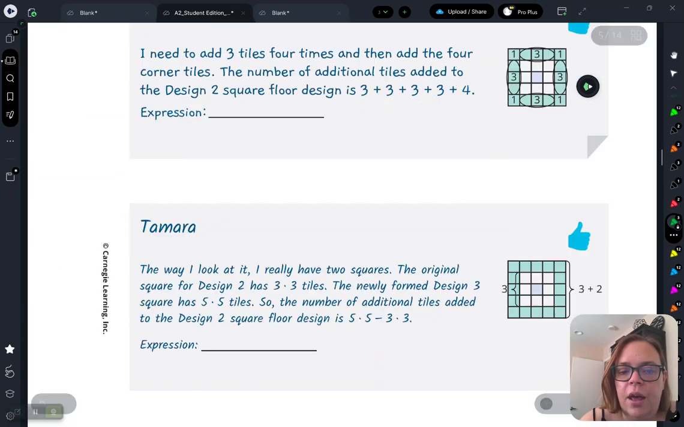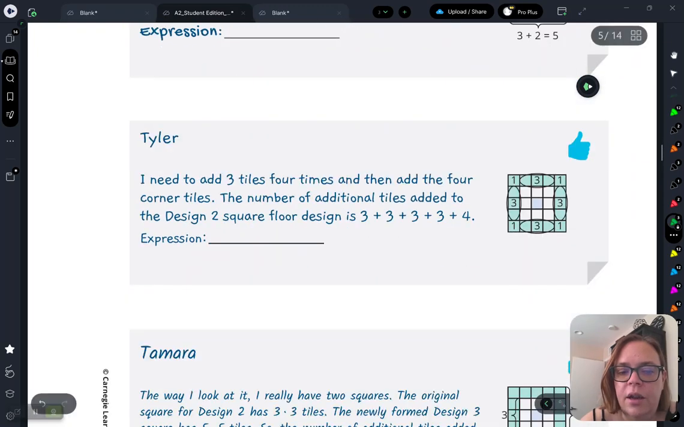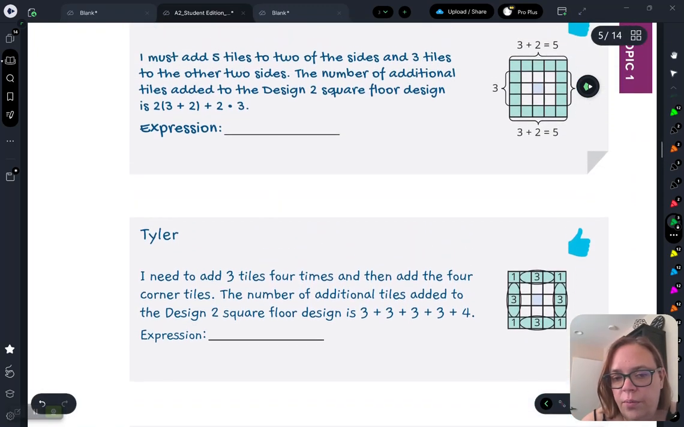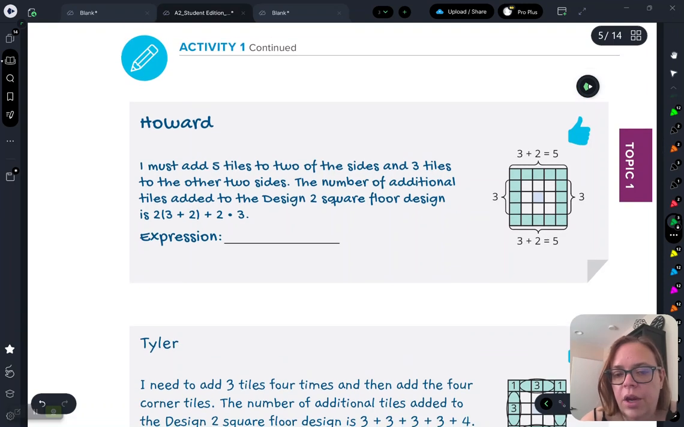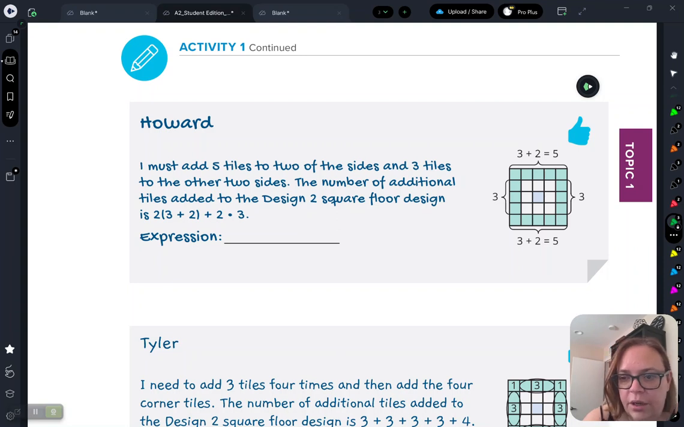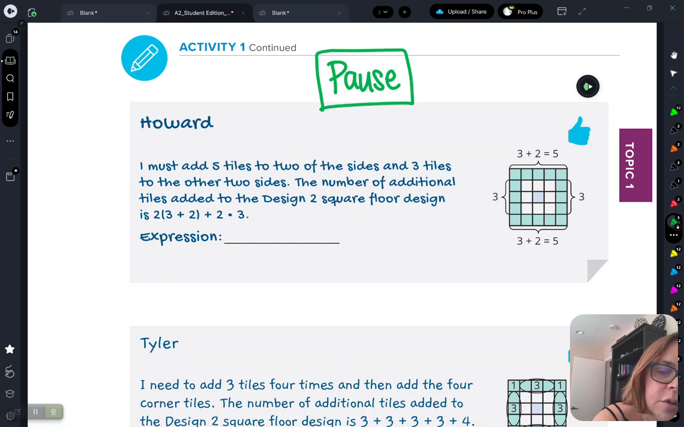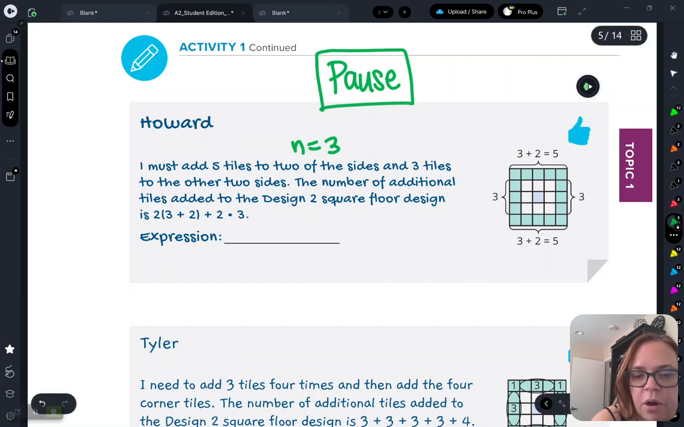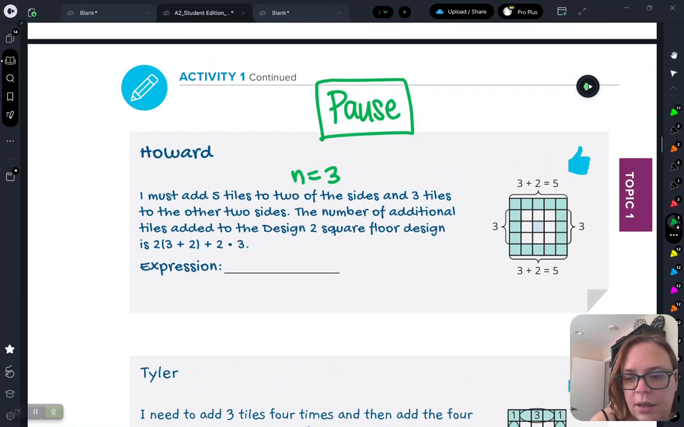Now we've got 3 more. We got Howard, Tyler, and Tamara. Go ahead and read through their descriptions and try and come up with their expressions, okay? So I want you to pause, read through each of their descriptions, and remember n is the number of tiles, right? In their example, n is 3, but you're going to replace it with n. You're going to go through all 3. So pause it, take a few minutes, try all 3 of these, and then we'll go over it.